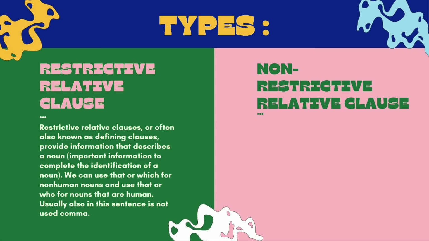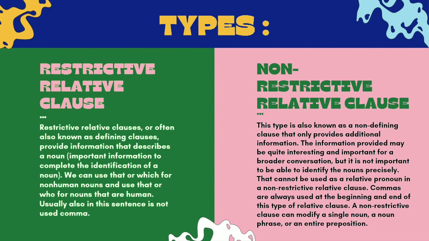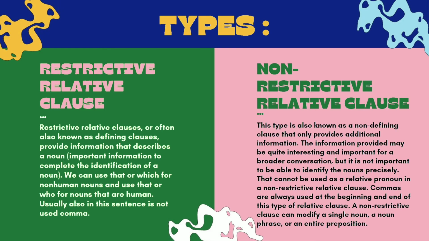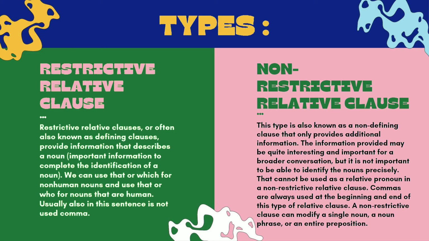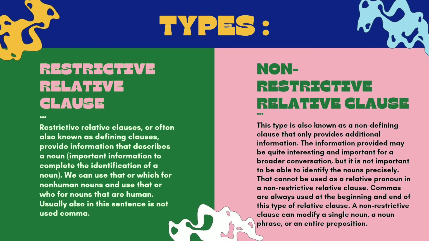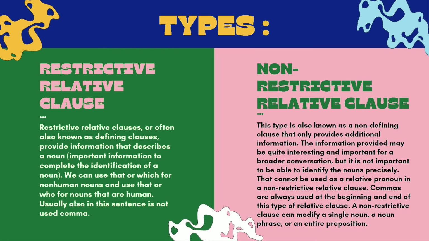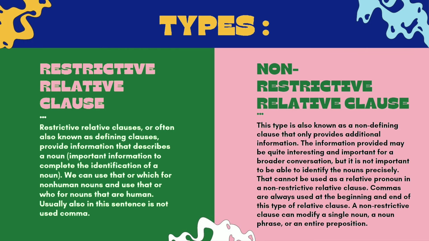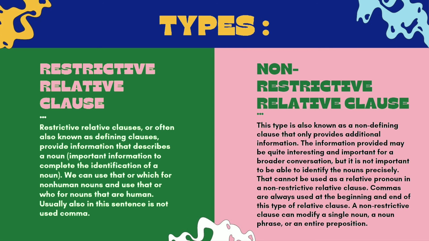Second, the non-restrictive relative clause. This type is also known as a non-defining clause that only provides additional information. The information provided may be quite interesting and important for a broader conversation, but it is not important to be able to identify the noun precisely. That cannot be used as a relative pronoun in a non-restrictive relative clause. Commas are always used at the beginning and end of this type of relative clause. A non-restrictive clause can modify a single noun, a noun phrase, or an entire proposition.